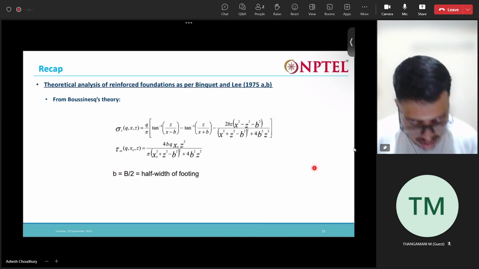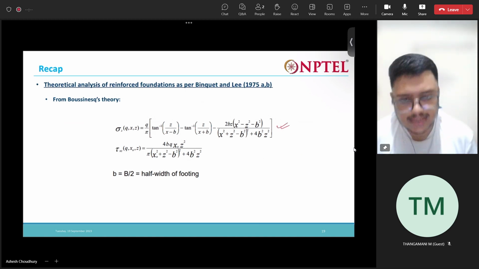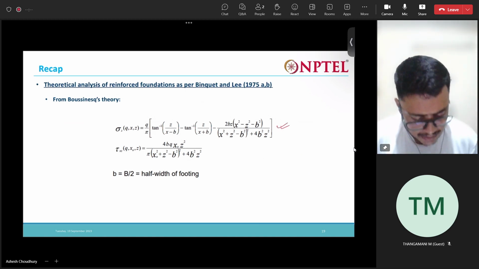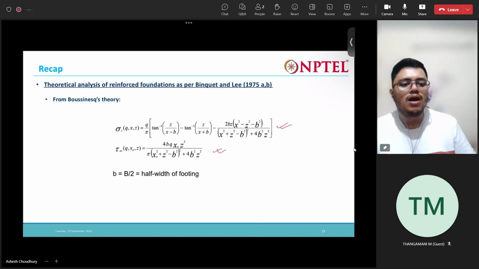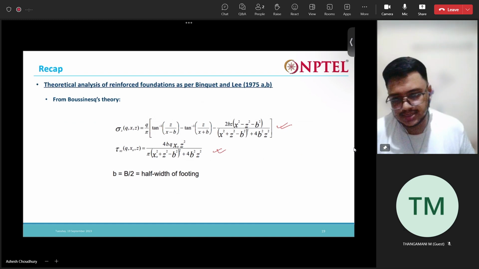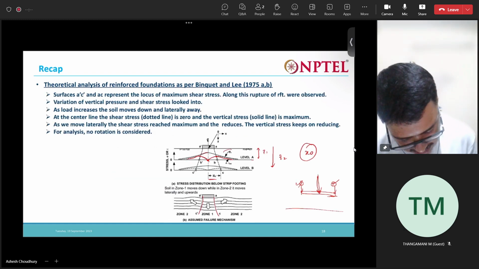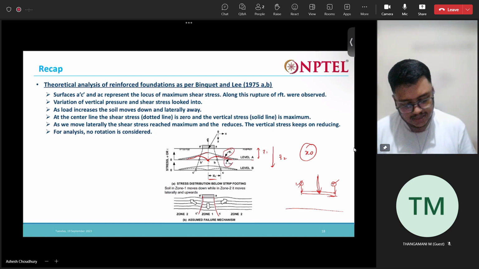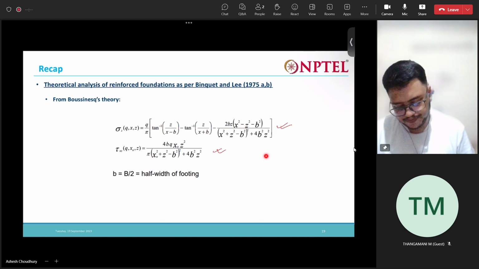From Boussinesq's theory, we can get this sigma z. Sigma z is nothing but the variation of the vertical pressure, and this tau xz is nothing but the variation of the shear stresses. So this is my sigma z, and this dotted line is the tau xz. These were obtained from Boussinesq's theory.